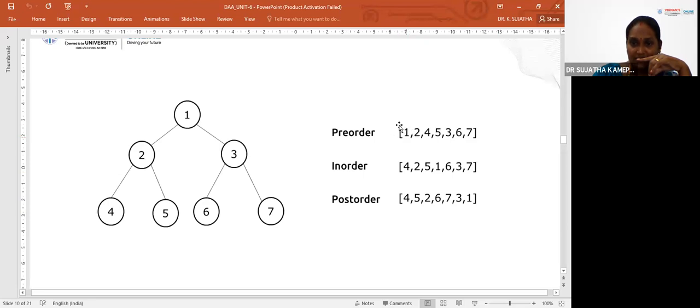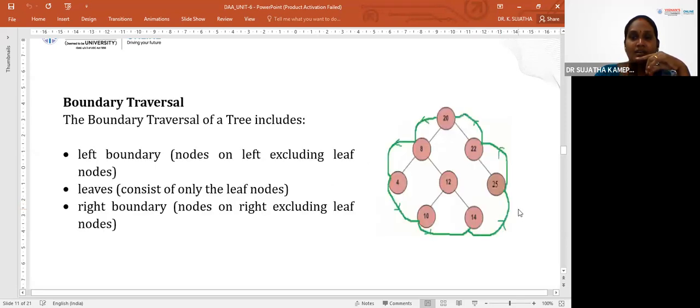Here, in pre-order, the root node is visited first. In in-order, the root node is visited in the middle. And in post-order, the root node is visited at the end. Like that, you can understand the difference between pre-order, in-order, and post-order. And coming to the boundary traversal.